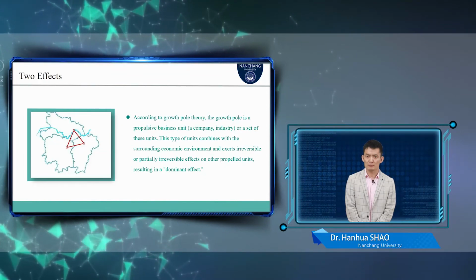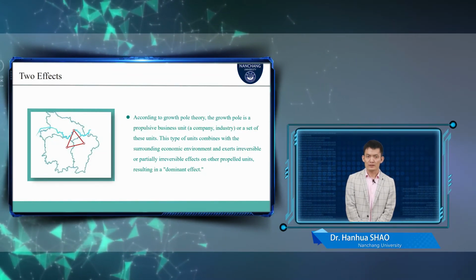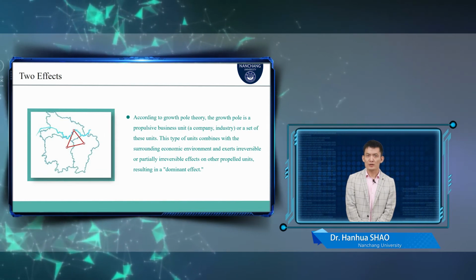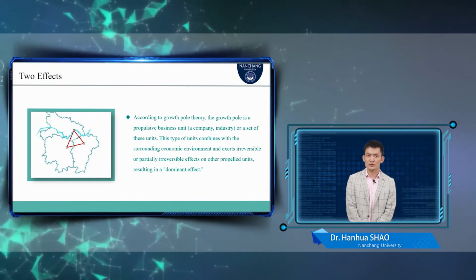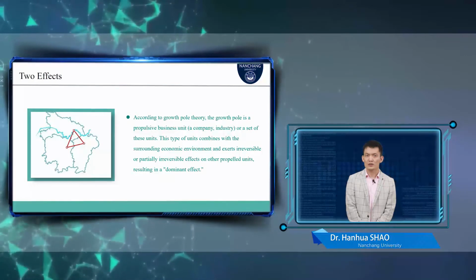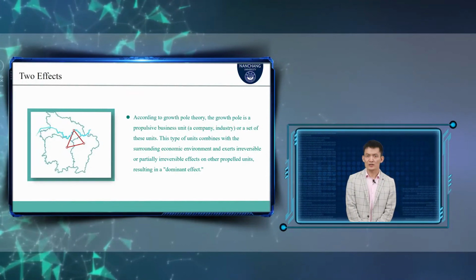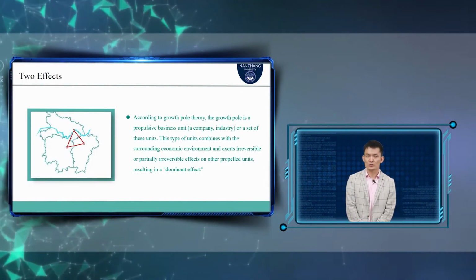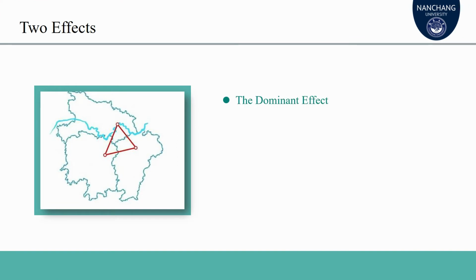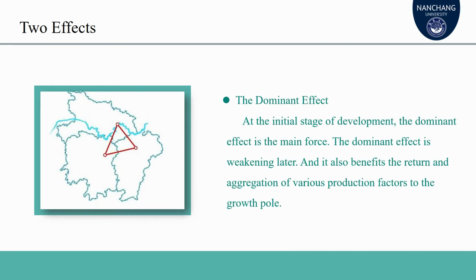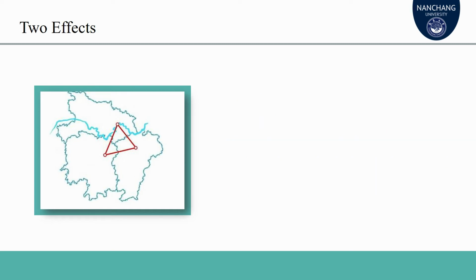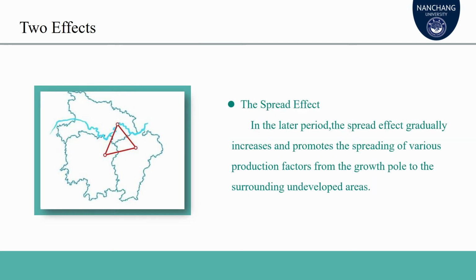Not all manufacturers and industries are innovative. Only successful innovative manufacturers and leading industries have the role of dominating and propelling other manufacturers and industries in a certain economic space, resulting in a dominant effect and a spread effect. Perroux held the view that the dominant effect benefits the return and aggregation of various production factors to the growth pole. The spread effect promotes the spreading of various production factors from the growth pole to the surrounding undeveloped areas.